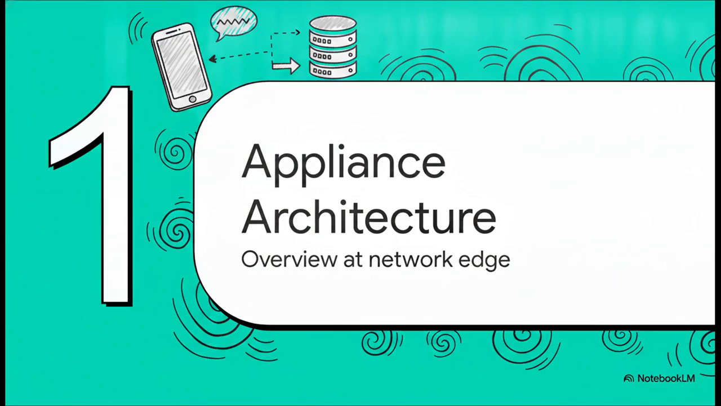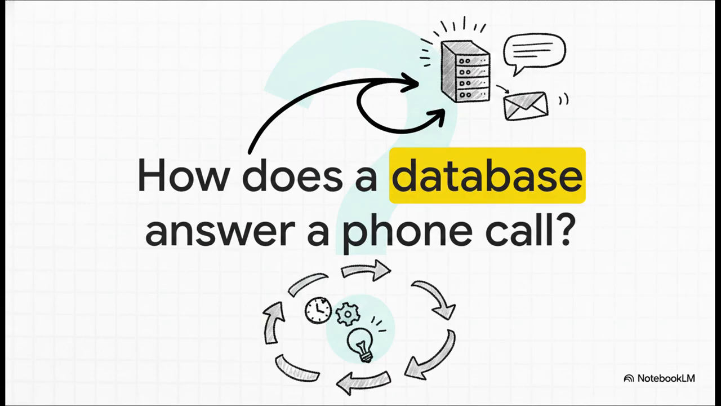Our journey starts right at the edge of the network. This is where the communication appliance maintains an addressable presence. Think of it like a registered phone number sitting on a network server, just waiting for an external spark or stimulus. Now, this brings up a really fascinating question. How does a hierarchical database physically answer a phone call or route a text message?